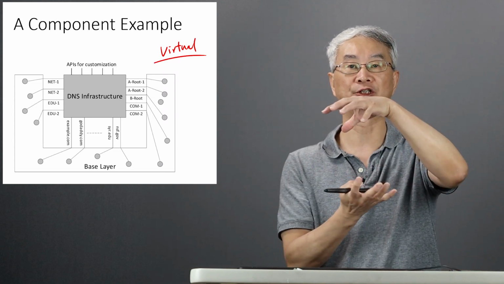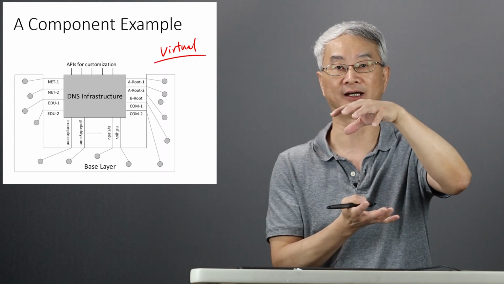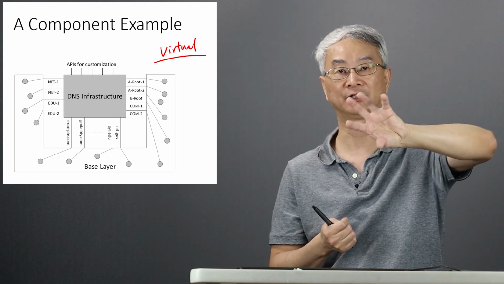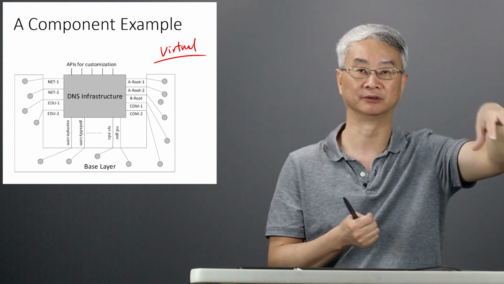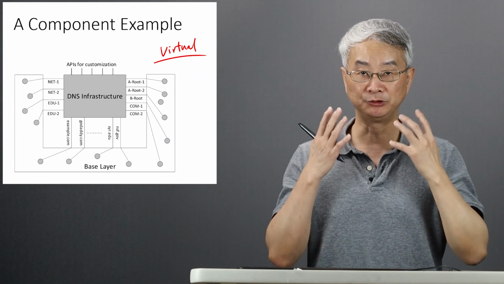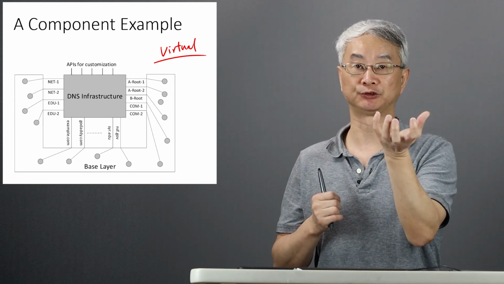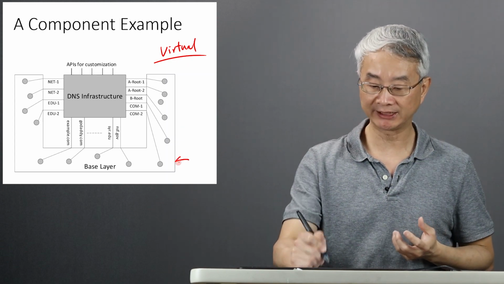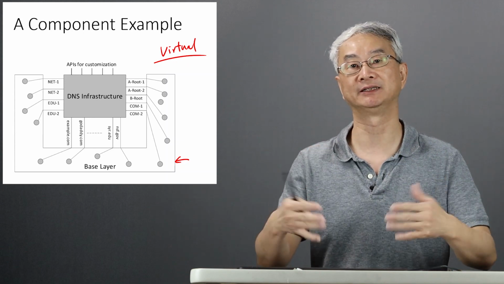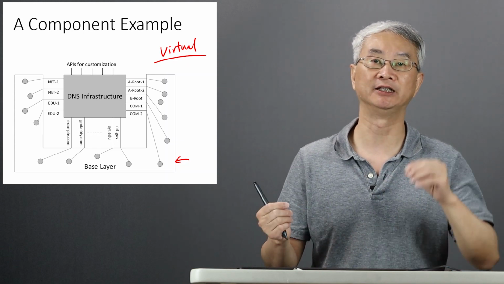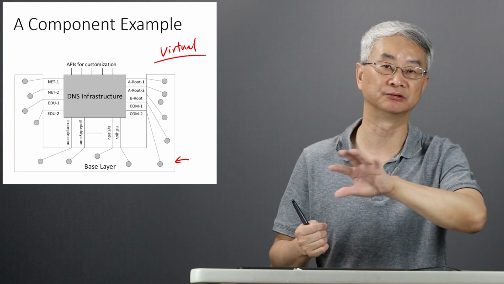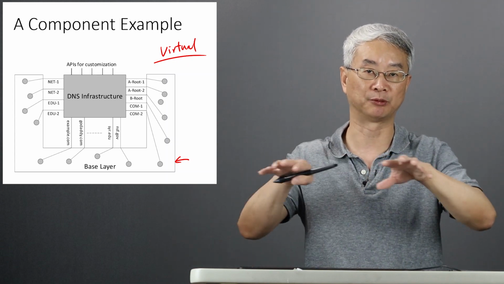They're not bound to any infrastructure or underlying network, and they could be plugged into a different motherboard. Once you deploy that DNS infrastructure, you do need to have a motherboard. The motherboard, in our case, is a base layer. The base layer includes the BGP speaker, the network, and the hardware part.